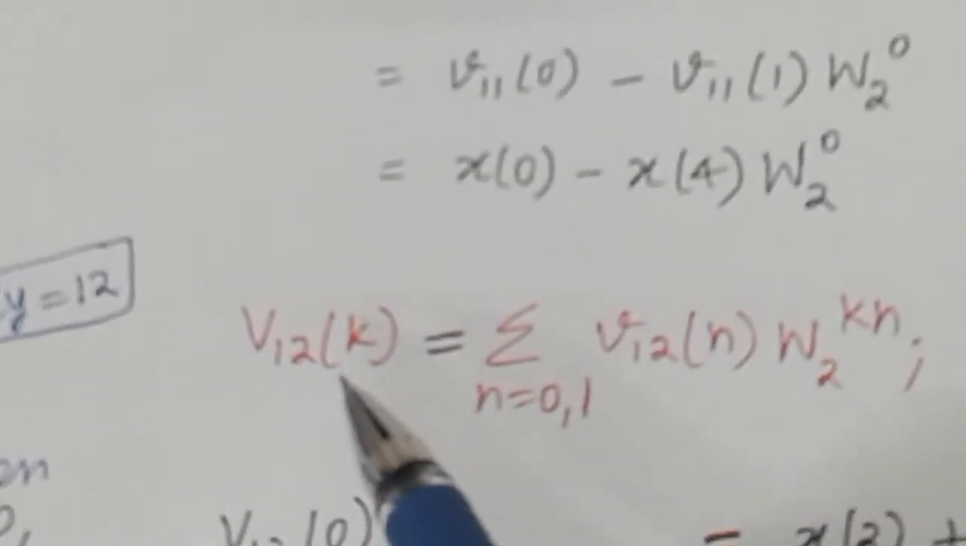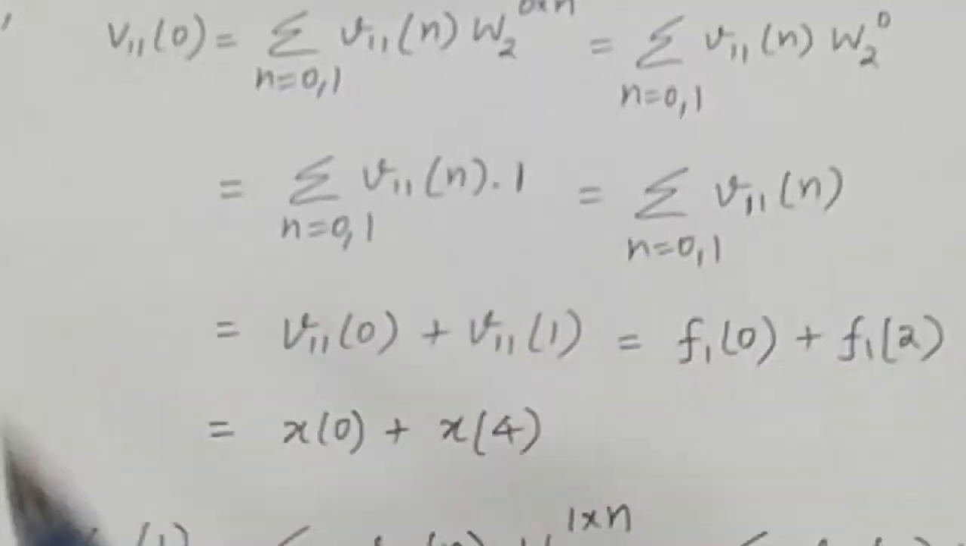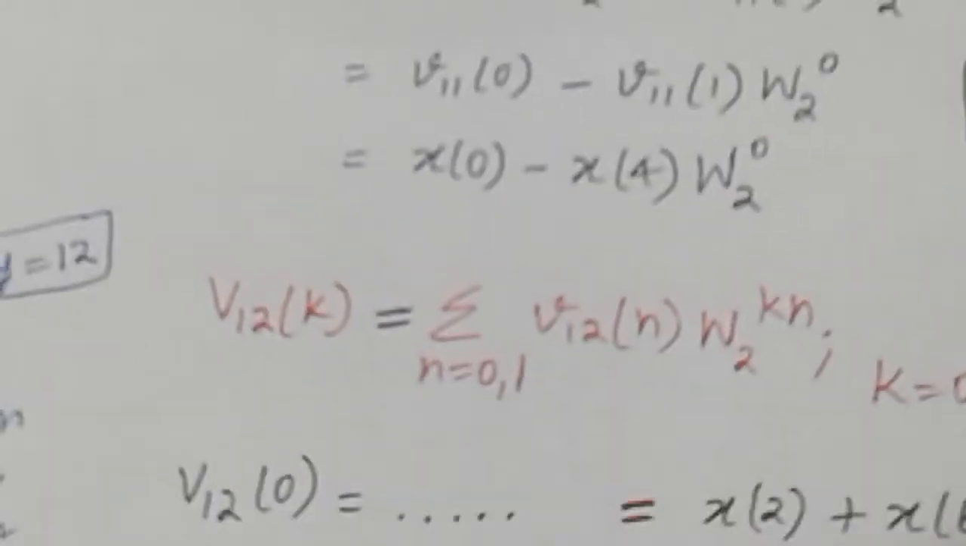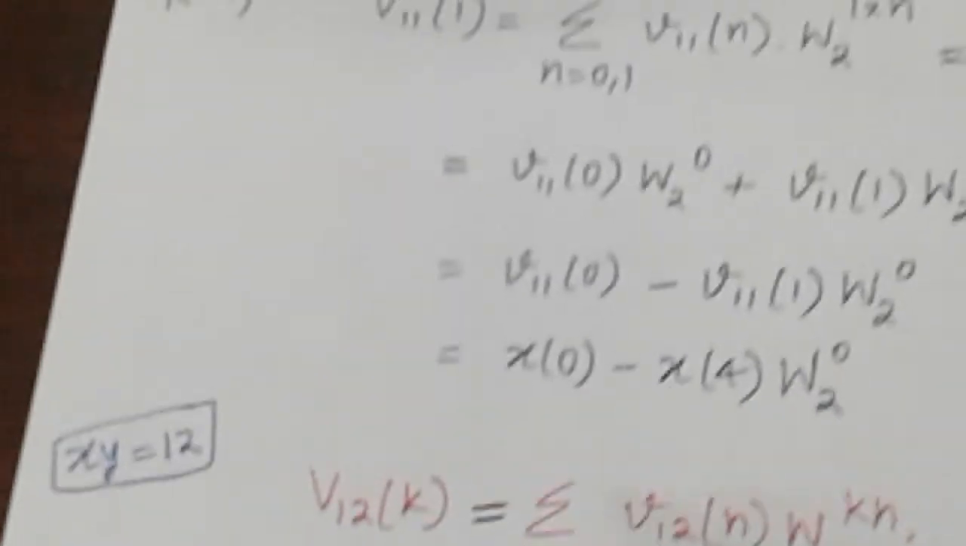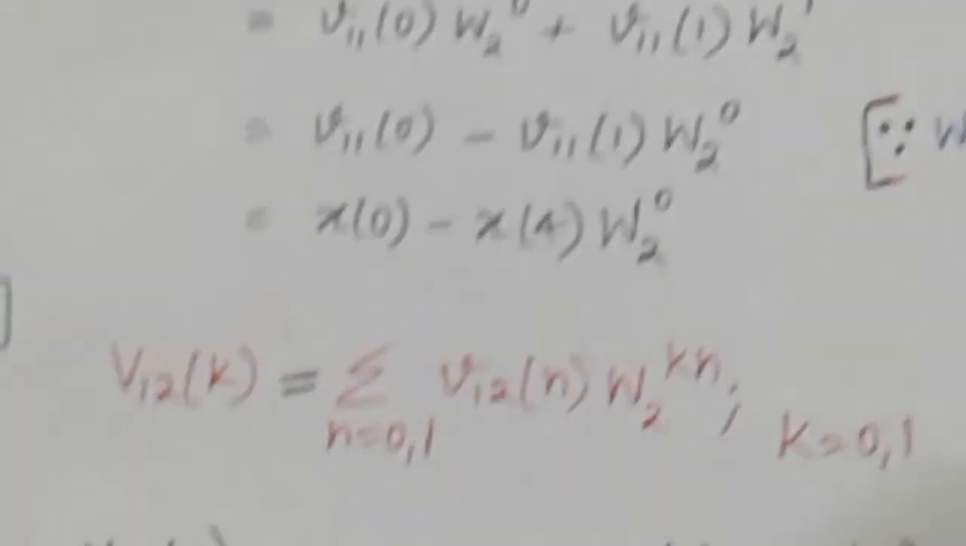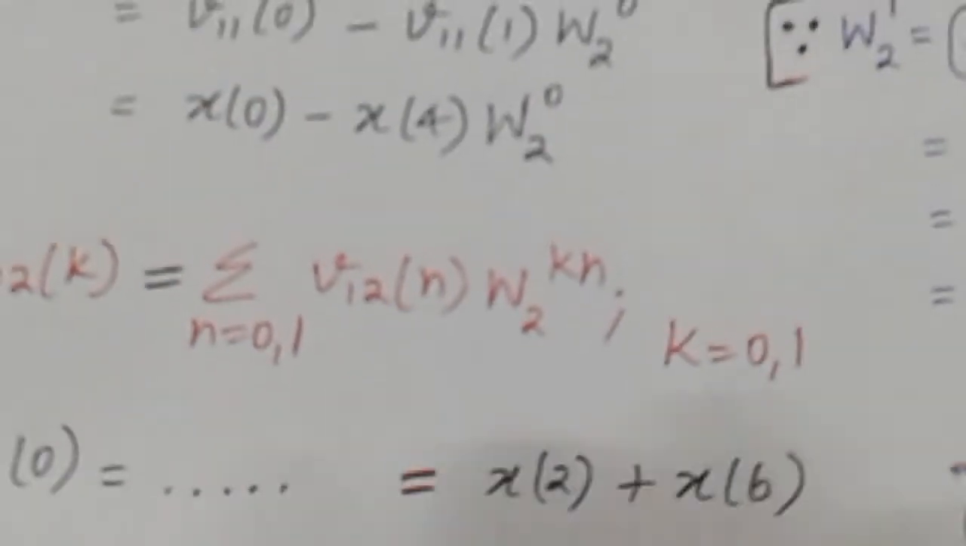Similarly, we can solve for v12 of k. Wherever xy is there, you put 1 2. Similar derivation like this. First we got 0 plus 4, next we will get 2 plus 6. That you should derive. For the algorithm, you derive for v11 and v12. No need to derive for v21 and v22, you can just write similarly. So this will be 2 plus 6 and 2 minus 6. Anyone guess what will be for v21?